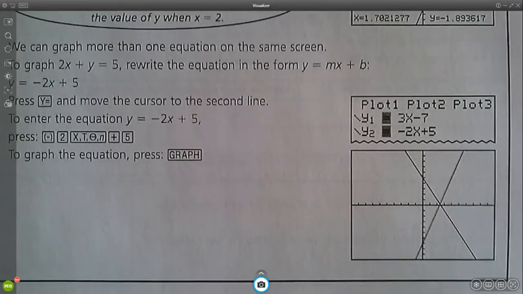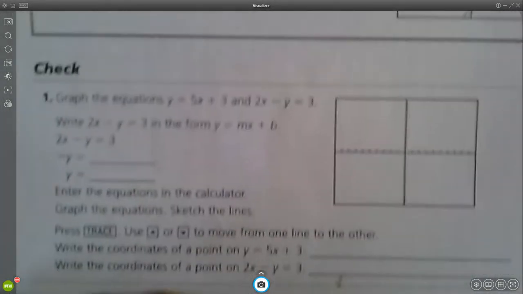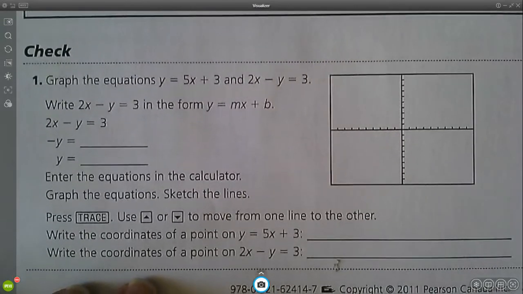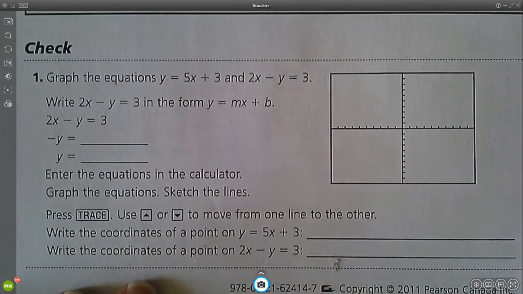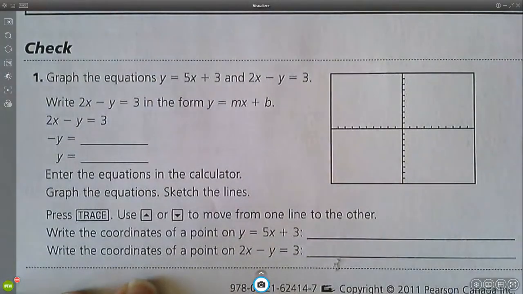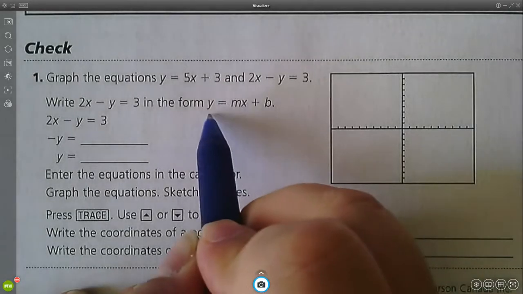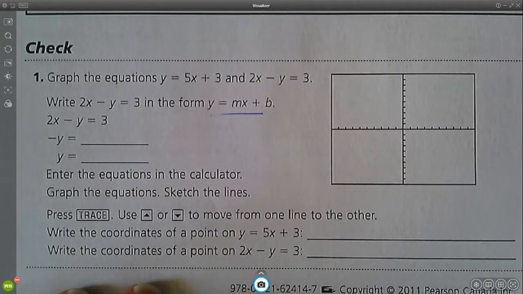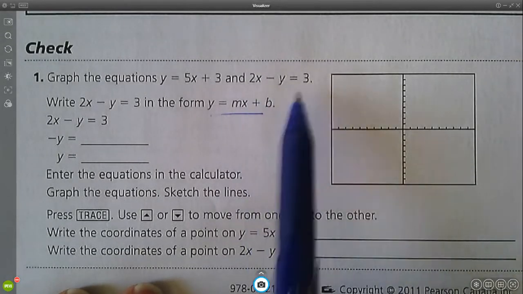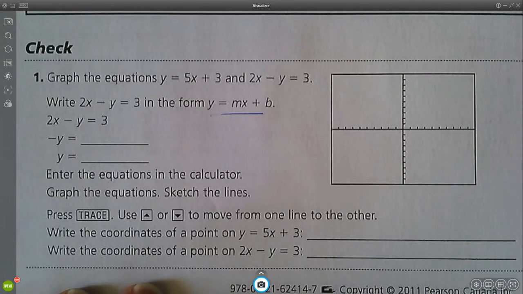So there's a check at the bottom of the page. You can try that on your own. So pause the video right now, and then you can try it on your own, see how it goes. I will say one thing though, in order to graph these equations, they have to be in slope-intercept form, or y equals mx plus b. So you'll notice that one of the equations here is written in general form. You'll have to change that general form to slope-intercept form. You're going to have to isolate that y.